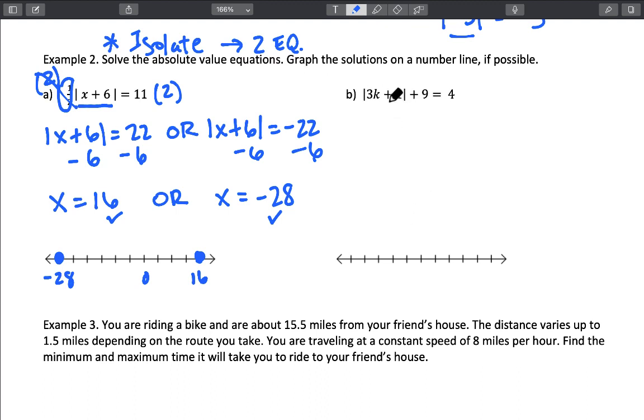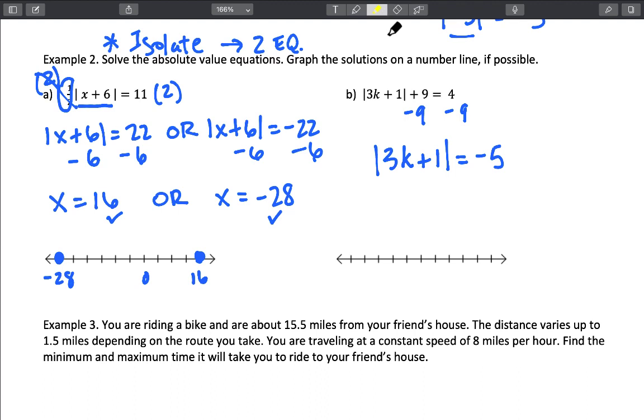Let's try example 2b. We've got the absolute value of 3k plus 1, plus 9 more, is equal to 4. We're going to start by isolating our absolute value by subtracting 9. That gives me the expression: the absolute value of 3k plus 1 is equal to -5.